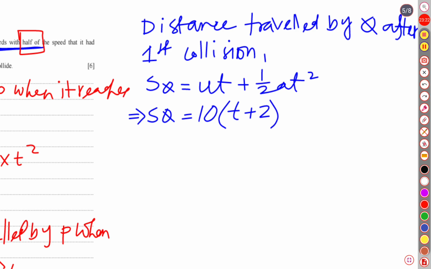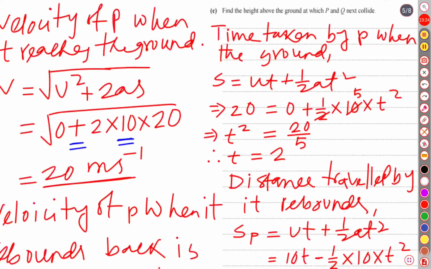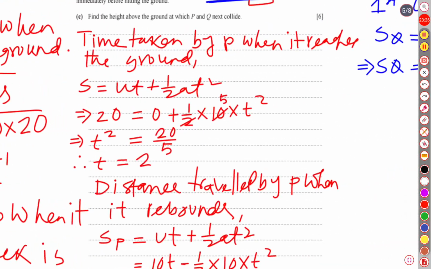Already P took 2 seconds. Look at this. Here we have written P took 2 seconds to reach the ground. But this 2 second is gone. After this 2 second, we are calculating the time instant for P. But what about Q? In these 2 seconds also Q was moving upward.